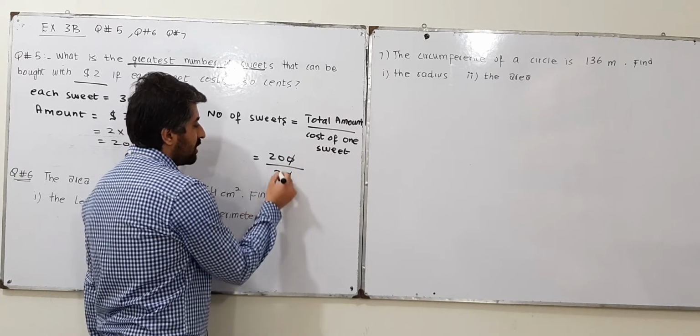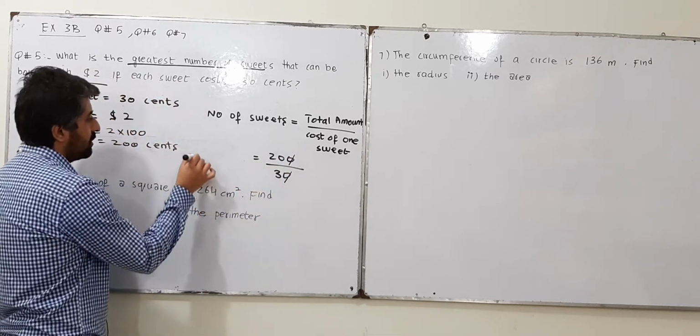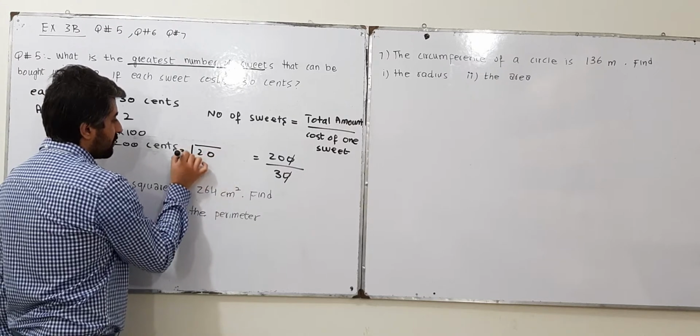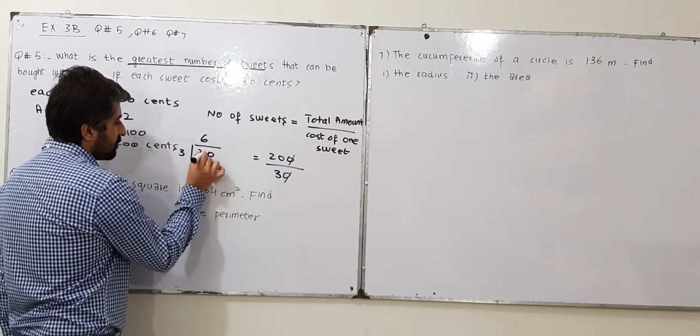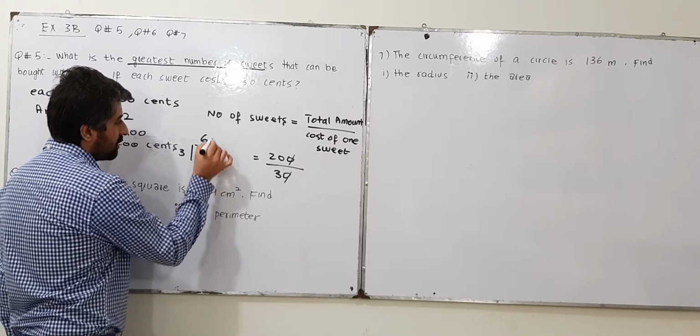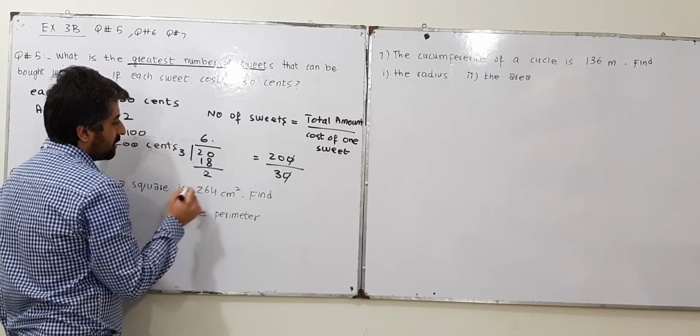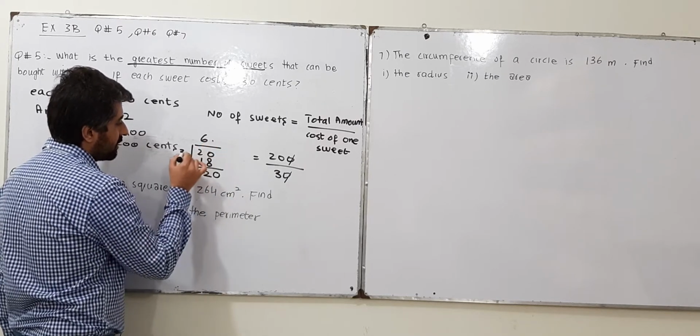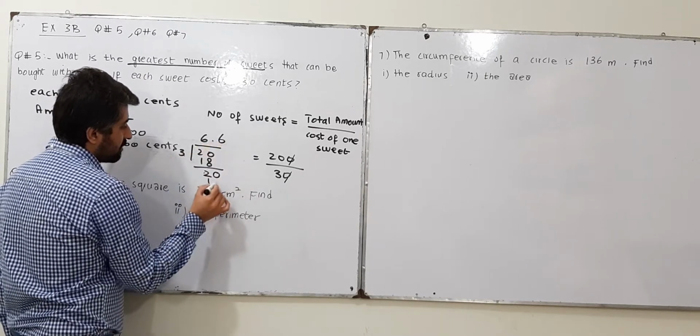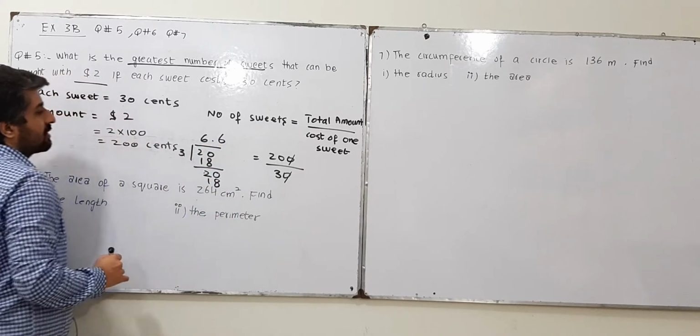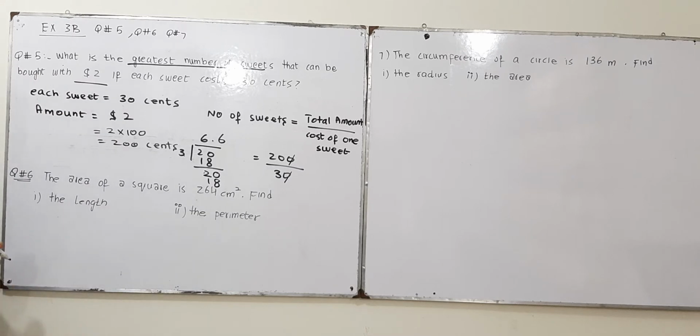0 goes with 0. 20 by 3. 3 6 times 18. 20 minus 18 is 2. You can have a decimal over here. In order to have 0 over here, again it's 3 6 times 18, and the process will go on. So now the answer is 6.6, and basically you can have this whole number as your number of sweets.